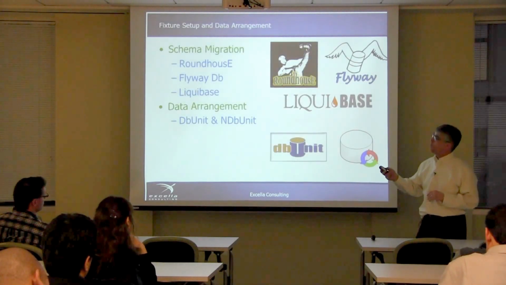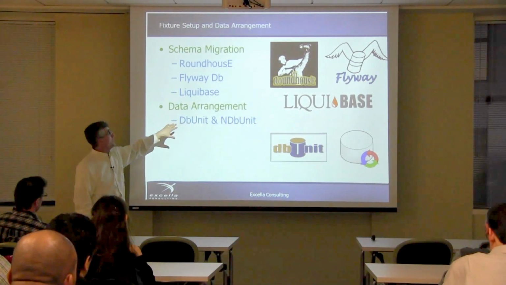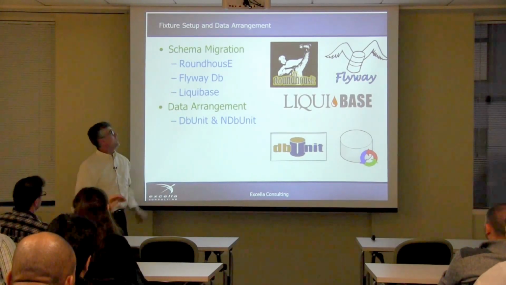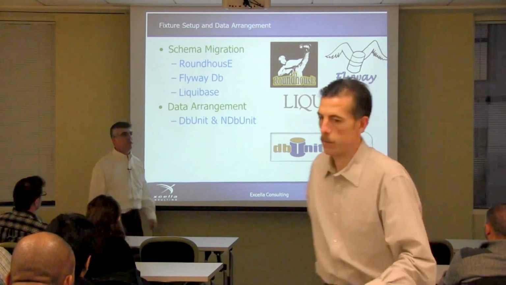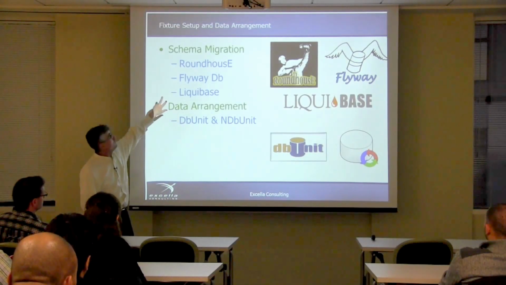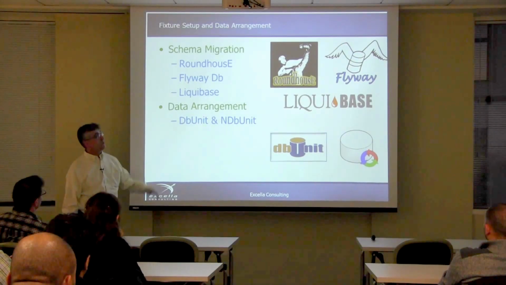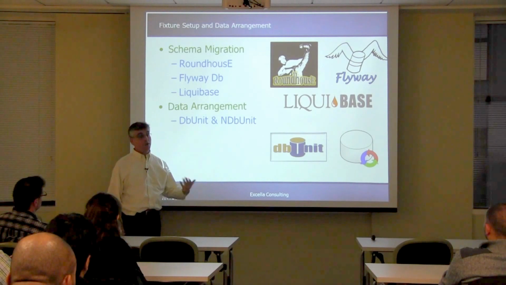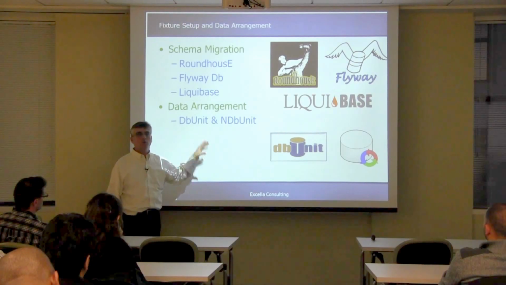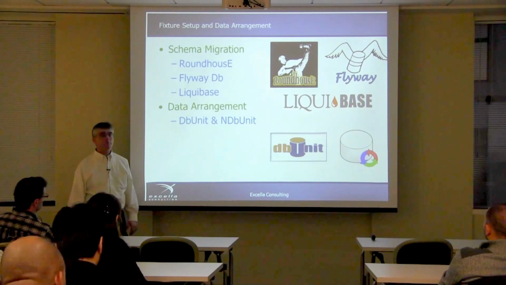I don't know if all of them are open source. I know that DBUnit and NDBUnit are open source, free and open source. Roundhouse, I believe, is free and open source. I don't know about FlywayDB and Liquibase, but I believe they are free and open source. I haven't used FlywayDB and Liquibase, but I have used Roundhouse extensively. And some organizations write their own. Visual Studio has a way of doing these migrations. These are becoming more and more popular. For those of you who've worked in Ruby and Rails, you'll find this is something that's been done for quite some time.